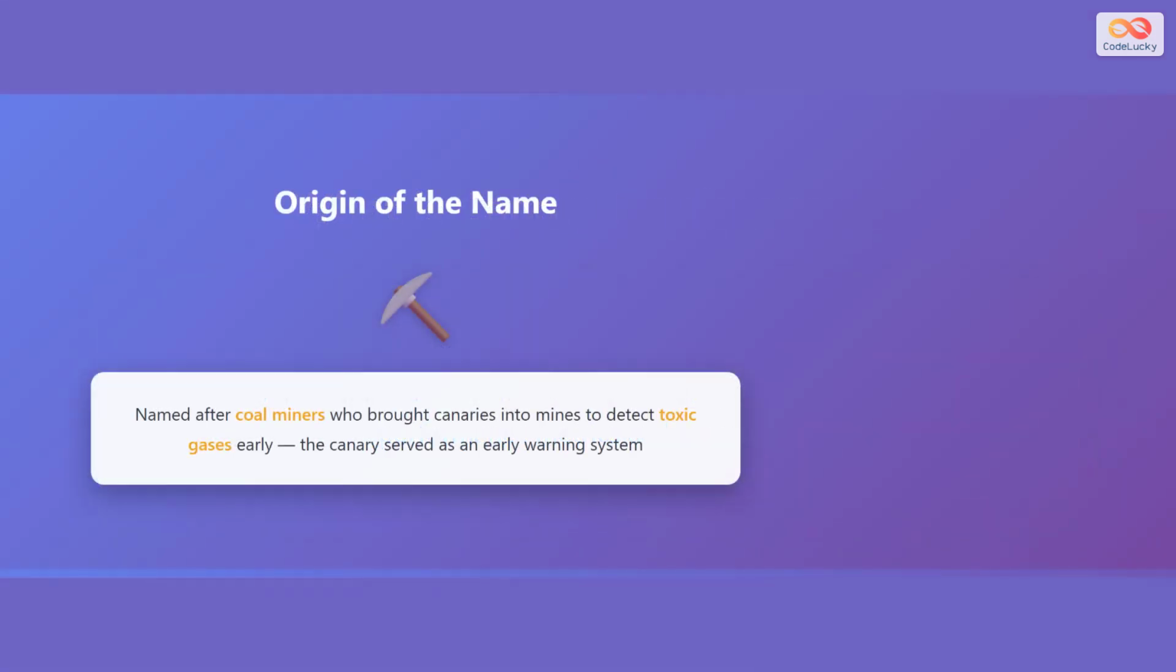The term canary deployment comes from an interesting historical practice. It's named after coal miners who brought canaries into mines to detect toxic gases early. The canary served as an early warning system. If the bird showed signs of distress, miners knew dangerous gases were present and could evacuate immediately. Similarly, in software deployment, the canary version acts as your early warning system, detecting problems before they affect all your users.